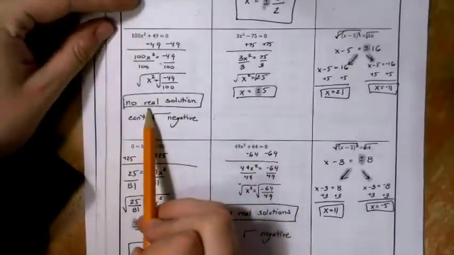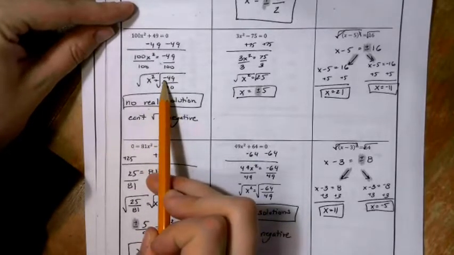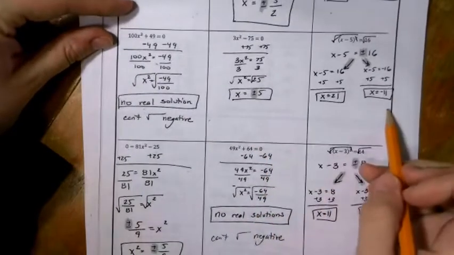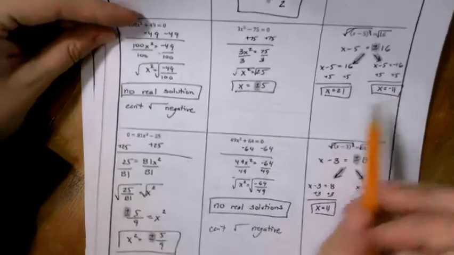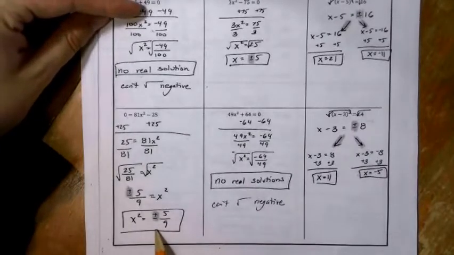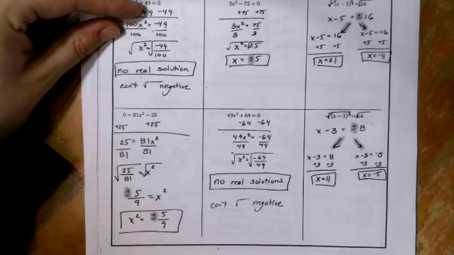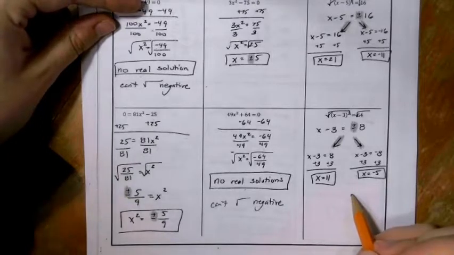All right, you should have gotten no real solution for the middle left because we cannot take the square root of negative 49. Just not possible. For our middle, you should have gotten x = ±5. For our far right, you should have gotten x = 21 and x = -11. For the bottom left, you should have gotten ±5/9. For the bottom middle, you should have gotten no real solution. We cannot have the square root of negative 64. When you get to algebra 2, you'll have fun with it, but not right now. And with our bottom right, you should have gotten x = 11 and x = -5.